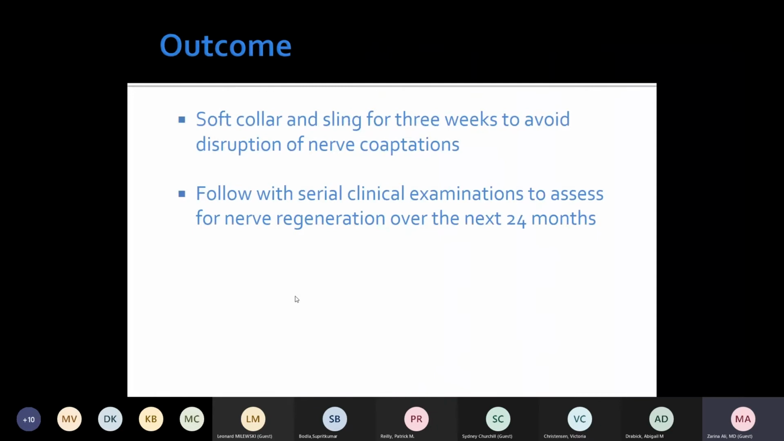These patients who undergo nerve grafting, we tend to require them to be in some form of immobilization. In this case, we often use a soft collar and a sling for up to 3 weeks. That allows for healing of the microneurosurgical repair and avoids any disruption of the suture coaptation. Following that, it's critical that these patients undergo aggressive physical therapy, and then we tend to follow them clinically with exams over the next 24 months.